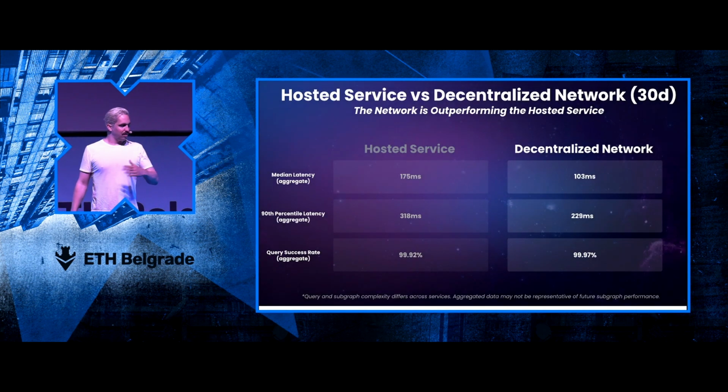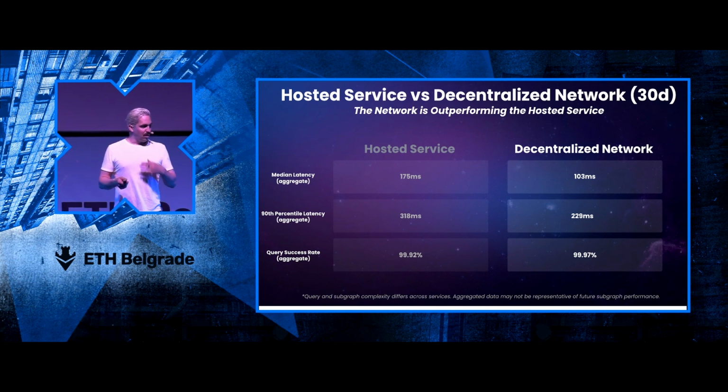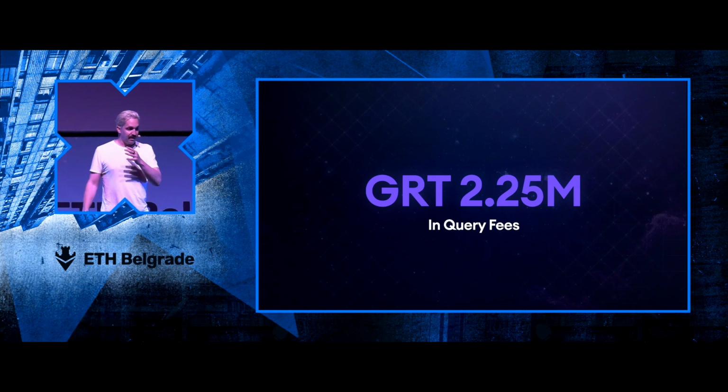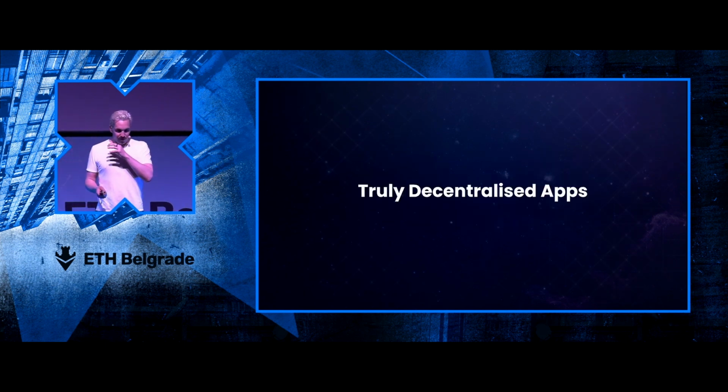Also recently, or since we launched the decentralized network, it also improved on query performance. So we see query success rate is 99.97%. It's better than the hosted service, the service that we were running as a proof of concept before. Also, the indexers are able to give quicker responses. Median latency and average latency is much better. And up to now, there were 2.25 million query fees collected on the decentralized Graph network. So we have now this possibility to have truly decentralized apps, or dApps, right?